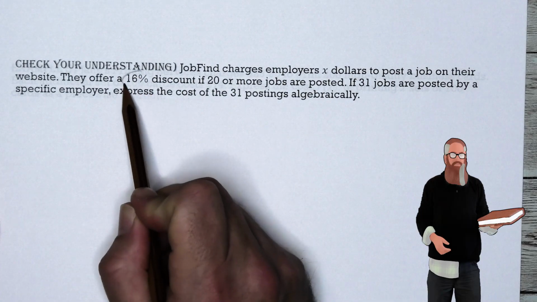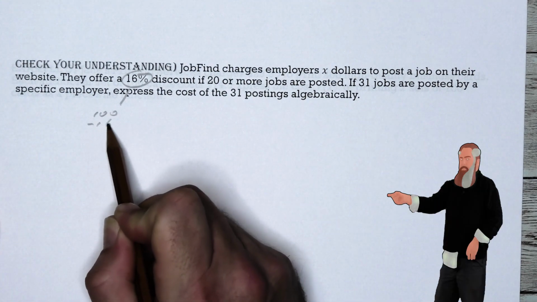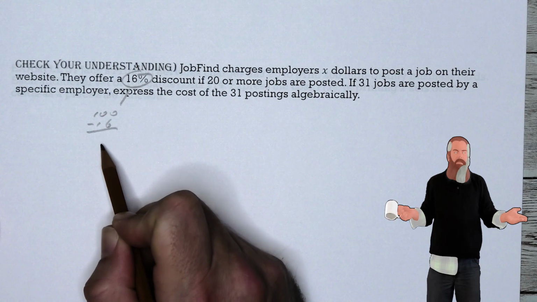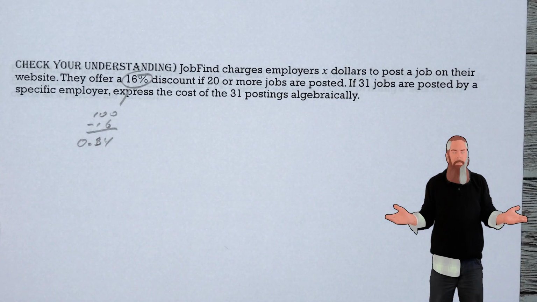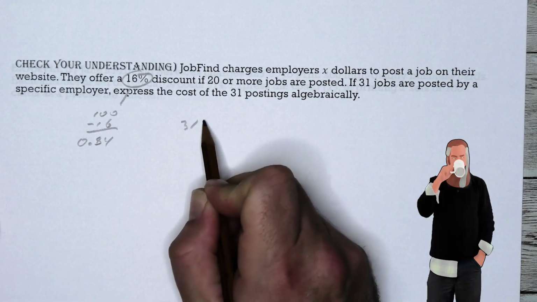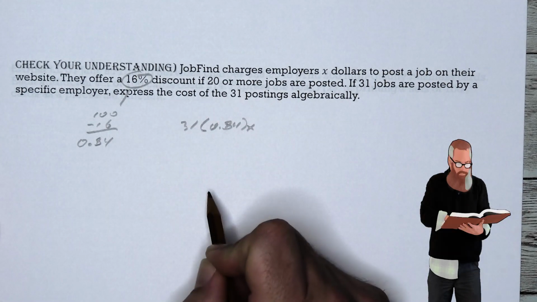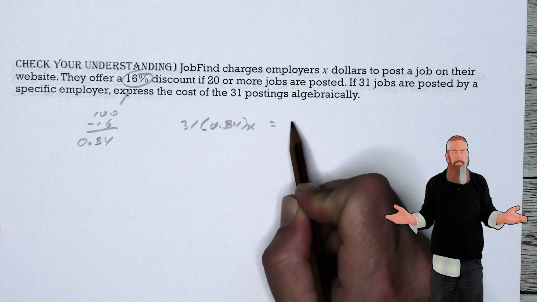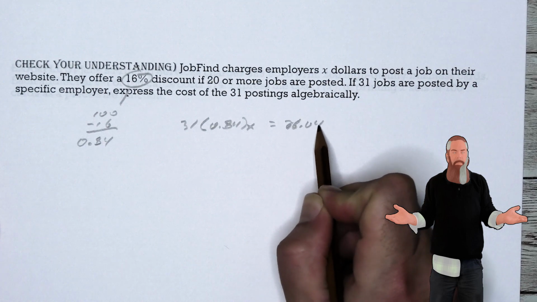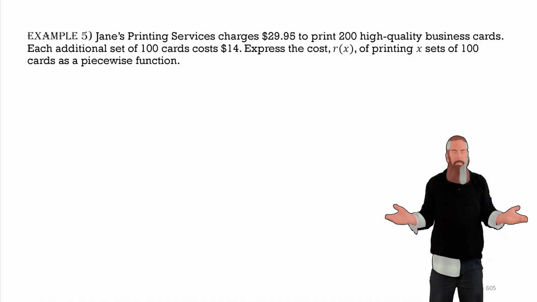So the first thing we need to look at is this 16%. That is a discount. So we would be looking at 100% of the price minus 16% of the price to get 84% of that price would be paid. We can express that as a decimal as 0.84. So 31 postings at 84% of their cost with a cost of X. Now, you could consolidate and simplify this sum by multiplying these two numbers, which would give you 26.04 times X.